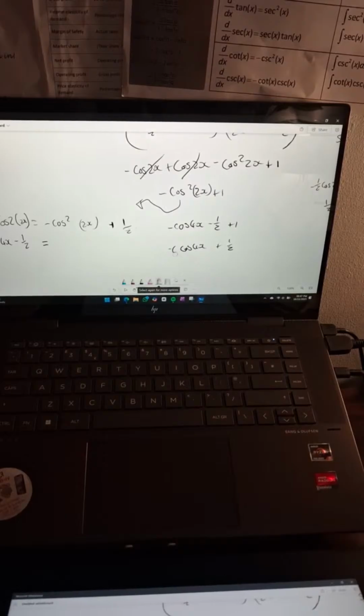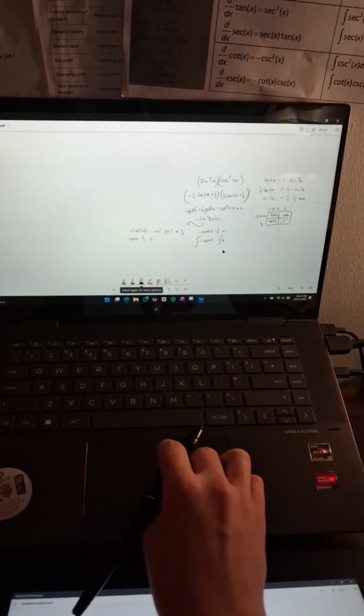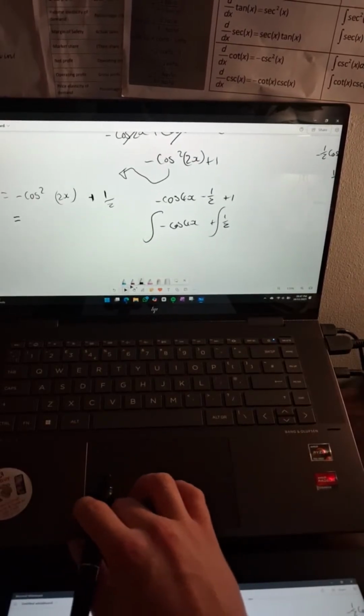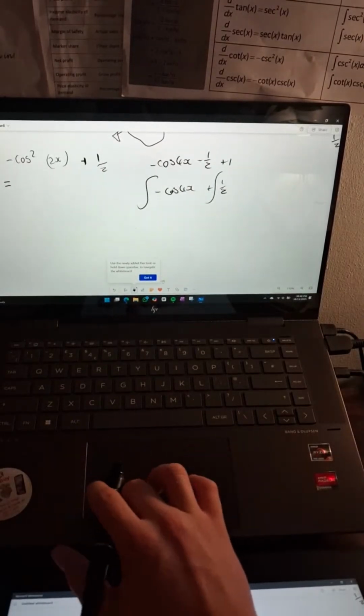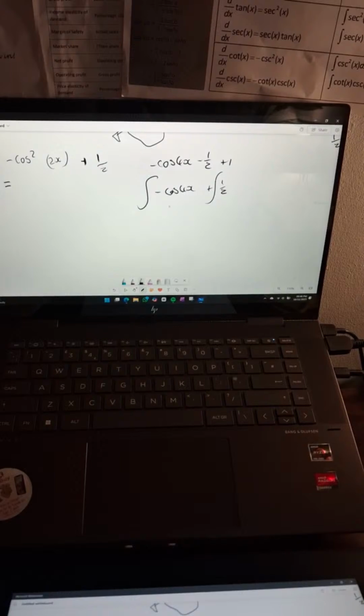But we've got to integrate that. Integrate this. Integrate that. This will then become a minus cos going into integration. It will come out as sine x. So it will become a quarter sine 4x plus x over 2 plus c.